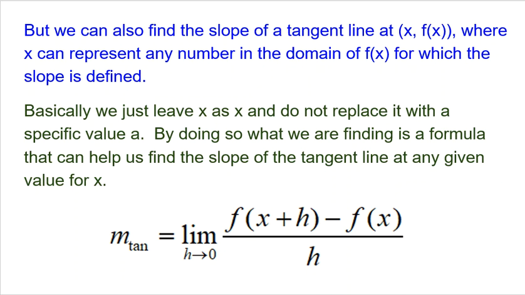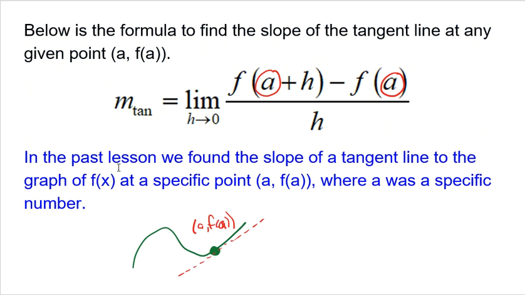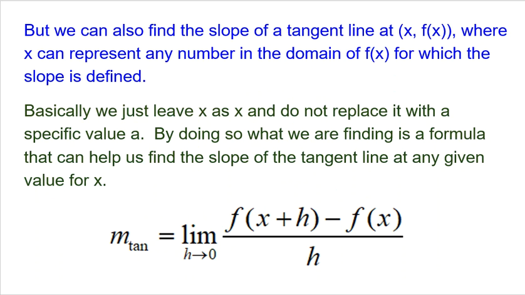I know that seems a little bit confusing, so let's back up for a second. When we use this formula, we're actually replacing a with a specific number to find the slope at a specific spot or a specific point. By leaving x and not replacing it with a specific value, we're actually generating a formula that can find the slope at any point we want. Hopefully that makes sense. If it doesn't yet, I completely understand. It will by the time I get to the end of this video.